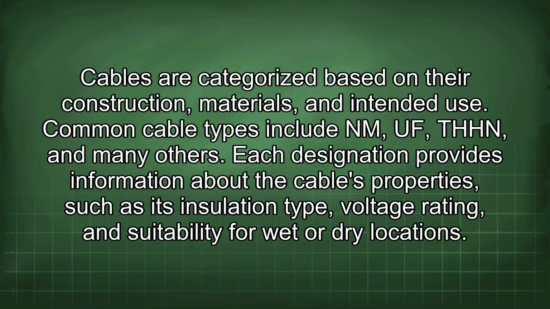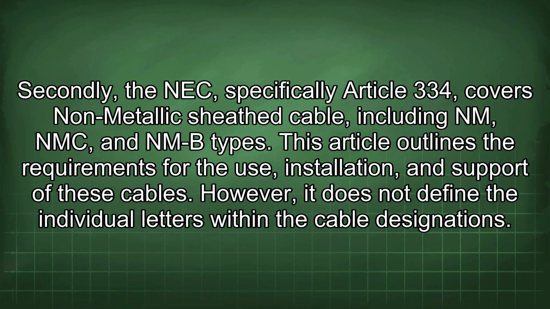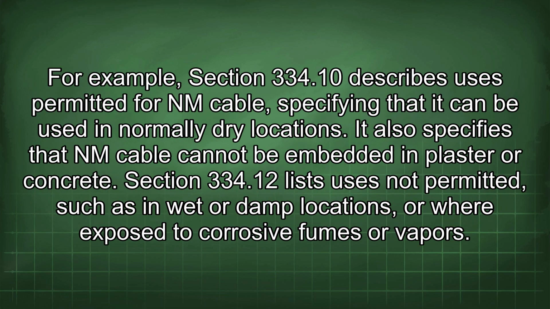dry locations. Secondly, the NEC, specifically Article 334, covers non-metallic sheath cable, including NM, NMC, and NMB types. This article outlines the requirements for the use, installation, and support of these cables. However, it does not define the individual letters within the cable designations. For example, Section 334.10 describes uses permitted for an NM cable, specifying that it can be used in normally dry locations. It also specifies that NM cable cannot be embedded in plaster or concrete.